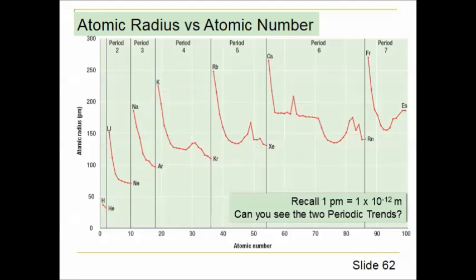So as we start with lithium over here, and go from lithium to beryllium, beryllium would be here, and then keep going across that period, you end with neon over here. So from lithium across to neon, the radii are getting smaller.